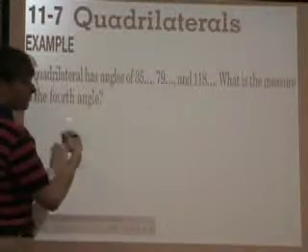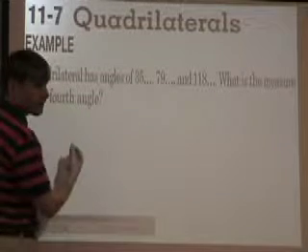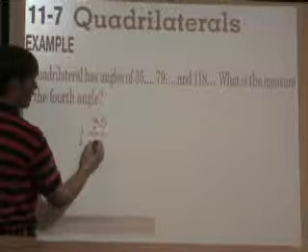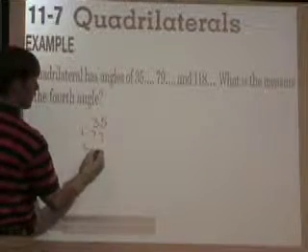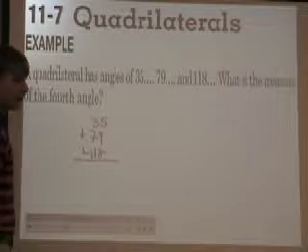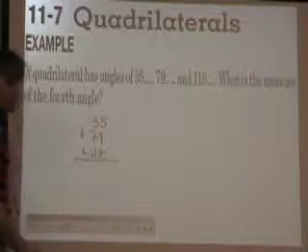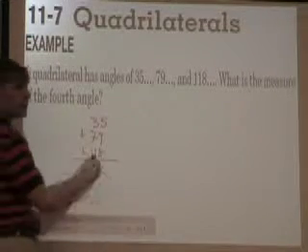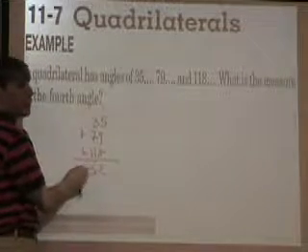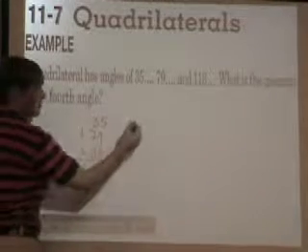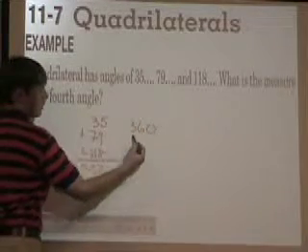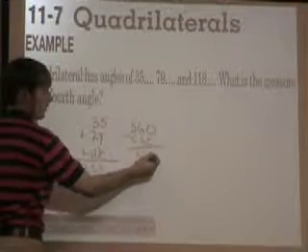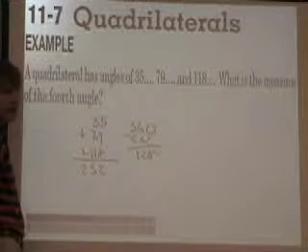So they give us three angles of a quadrilateral. We have to find which one makes up 360, right? So they have one that's 35 plus 79 plus 118. And what do all those added up equal? 232. Does that equal 360? No. So we've got to find what the fourth angle will be so that all four angles add up to 360. So do 360 minus 232. And tell me what you get. 128.